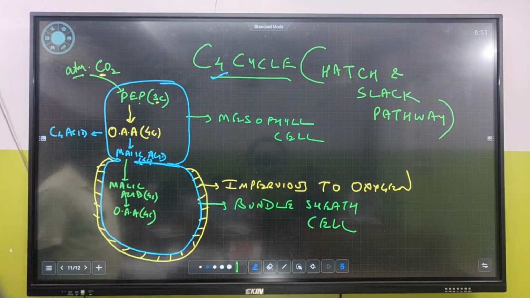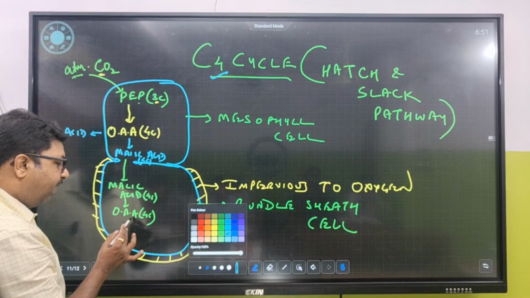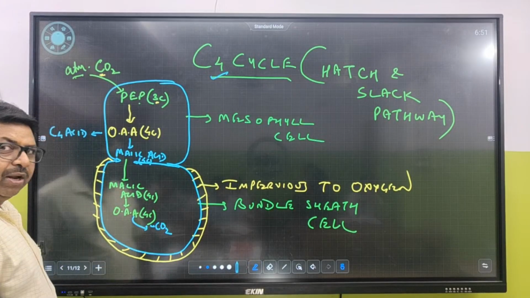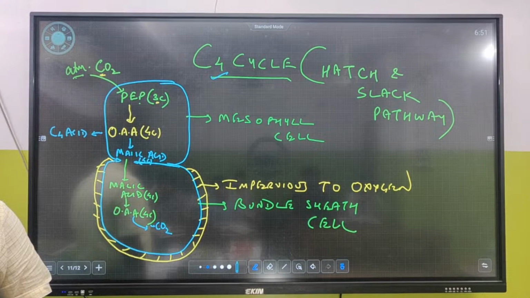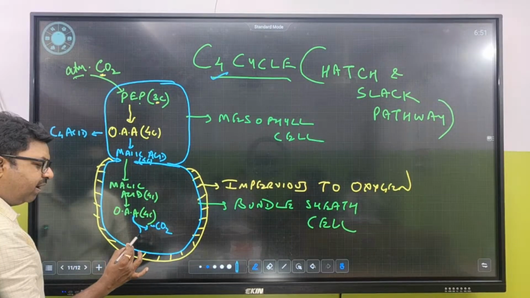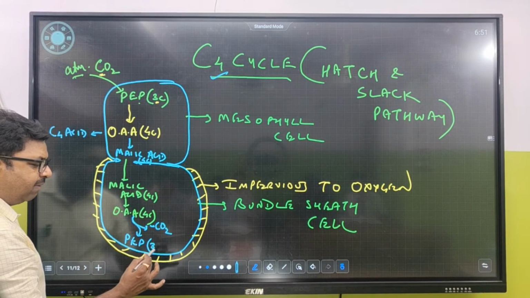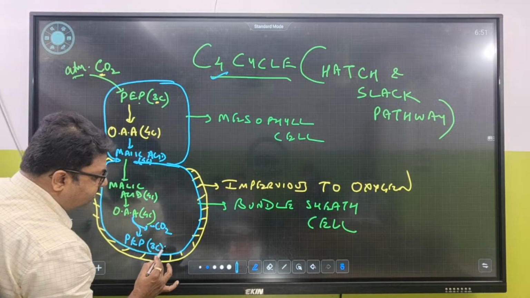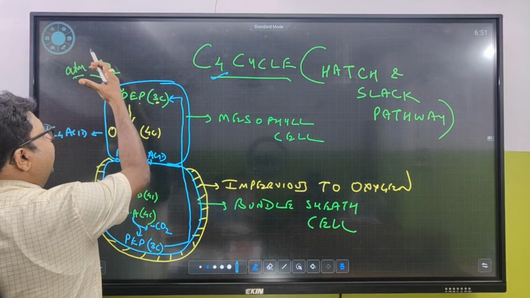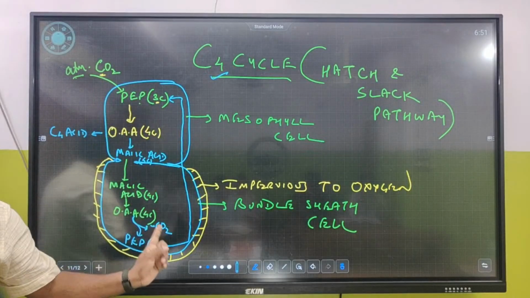It's a 4-carbon compound, and from this 4-carbon compound 1 carbon dioxide goes off. Decarboxylation has happened. If 1 carbon dioxide goes off, ultimately it produces PEP back, phosphoenol pyruvic acid, which is a 3-carbon compound, and this 3-carbon compound goes back over here to bind with the next carbon dioxide and make the cycle happen.